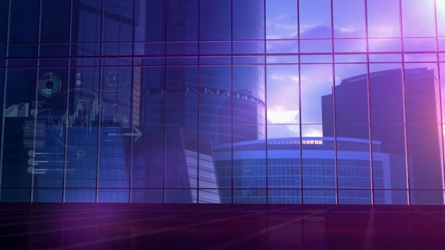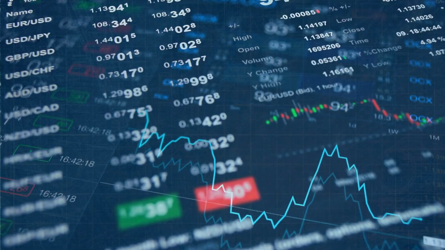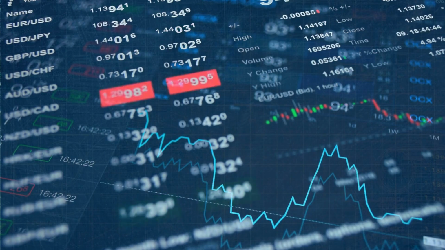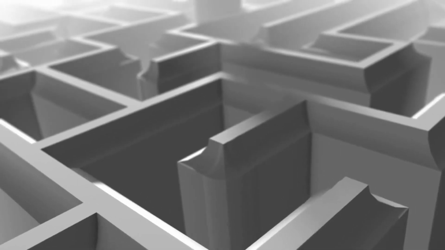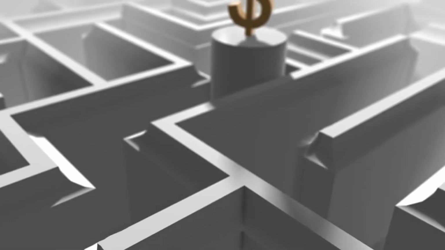Whether you're a seasoned investor or just starting, the key to success lies in maintaining a balanced approach, diversifying your portfolio, and staying informed about global economic trends. Embrace the challenges, learn from your experiences, and remain steadfast in your pursuit of financial prosperity.